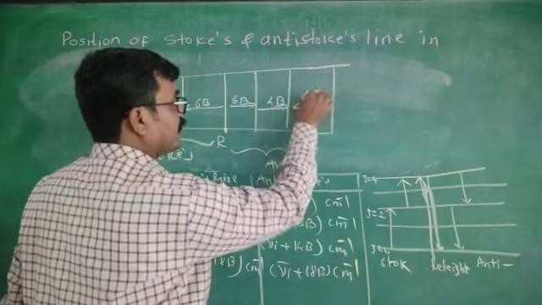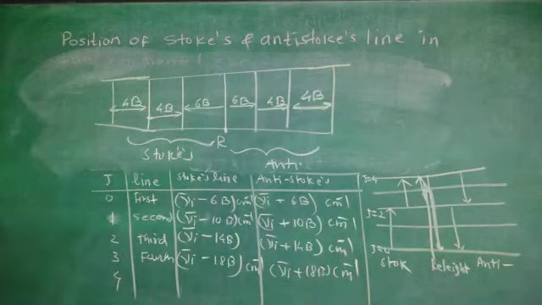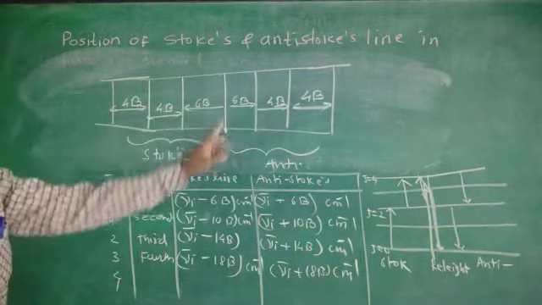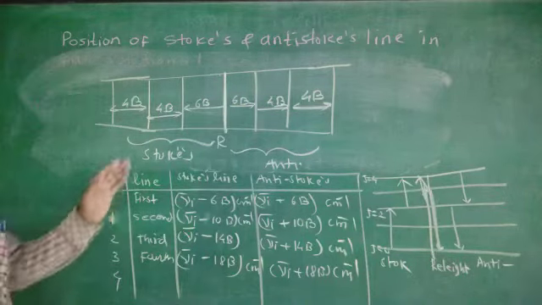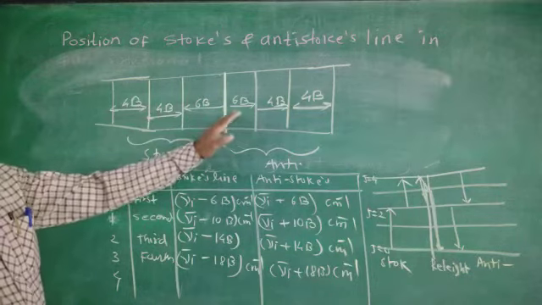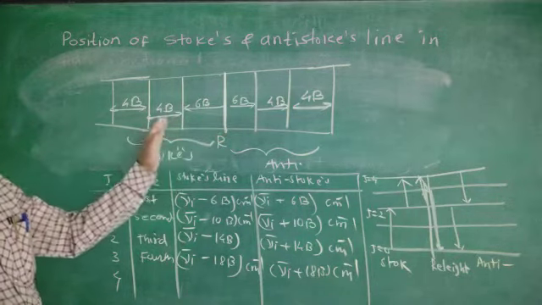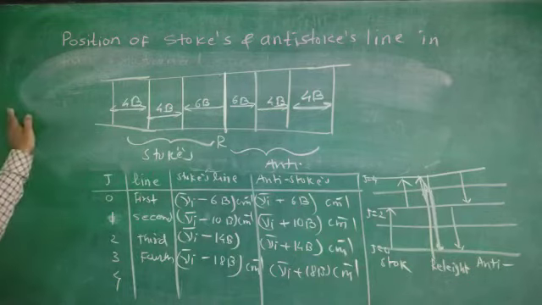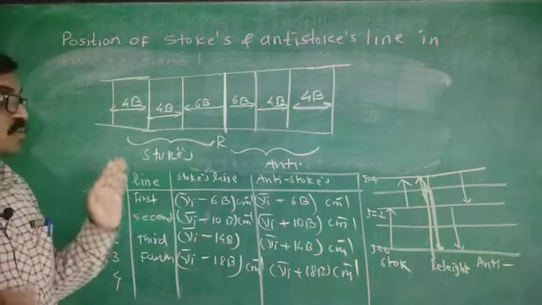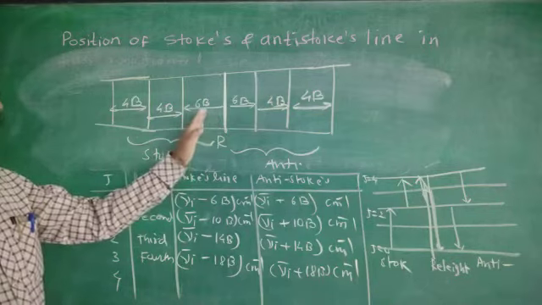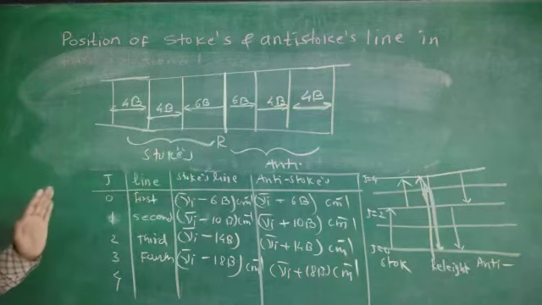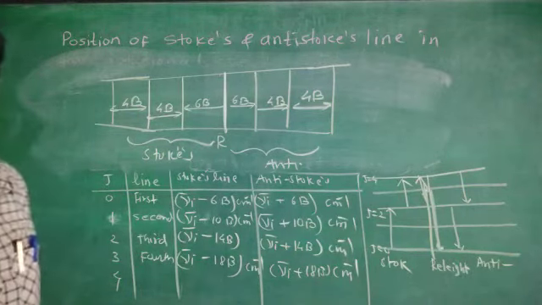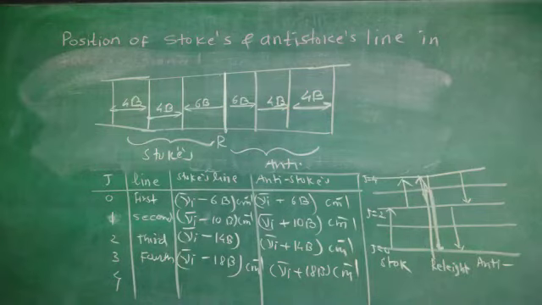Means in the Raman rotational spectrum, the lines are equispaced around this Rayleigh scattering. Initially 6b, equal and opposite for Stokes lines, later on equispaced as 4b. This is the position of the Stokes lines and anti-Stokes lines in the Raman rotational spectrum. Very, very important, this diagram. This is known as the rotational transitions or rotational spectrum of Raman.